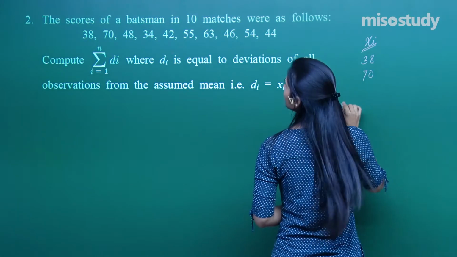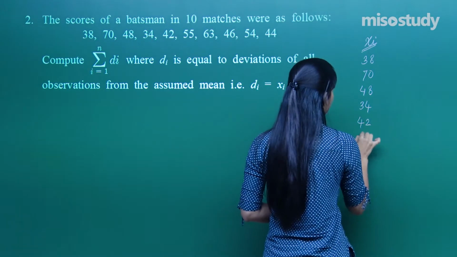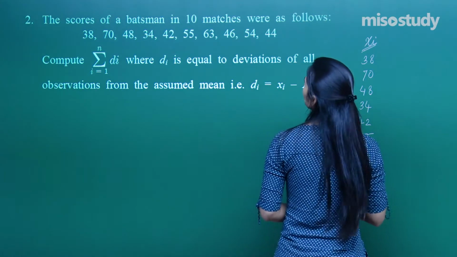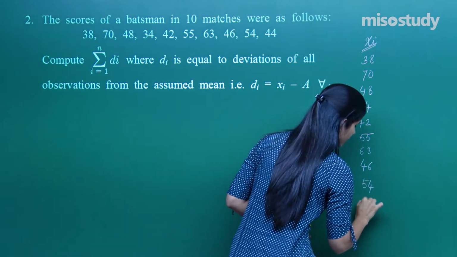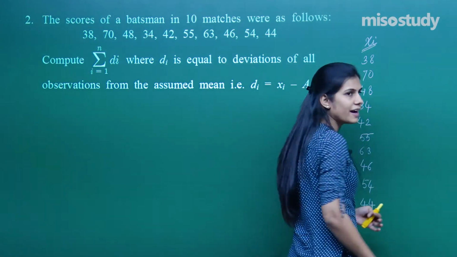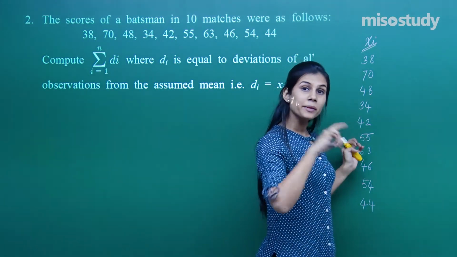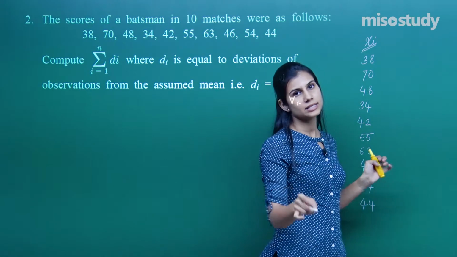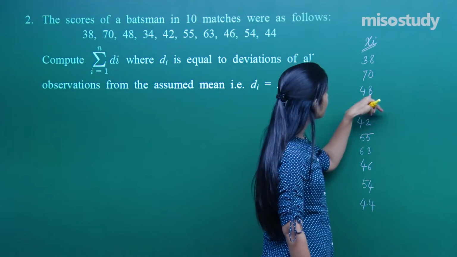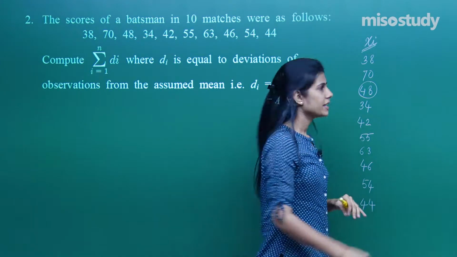70, then 48, 34, 42, 55, 63, 46, 54 and 44. I take that value as the assumed mean on the grounds that when I calculate deviations of any xi from that chosen xi which I am taking as the assumed mean, the answer comes to be very, very small. Here I can see that all the numbers are somewhere nearby close to 48, so I choose 48 as my assumed mean.